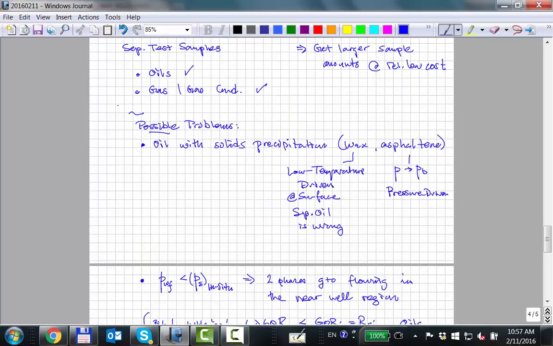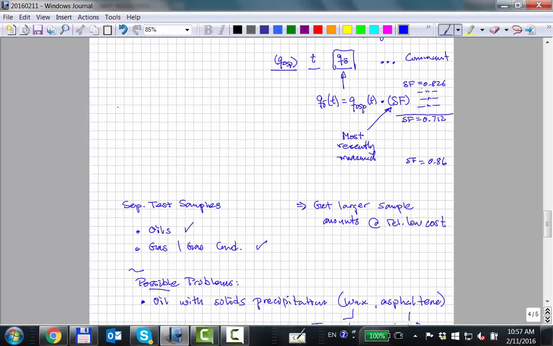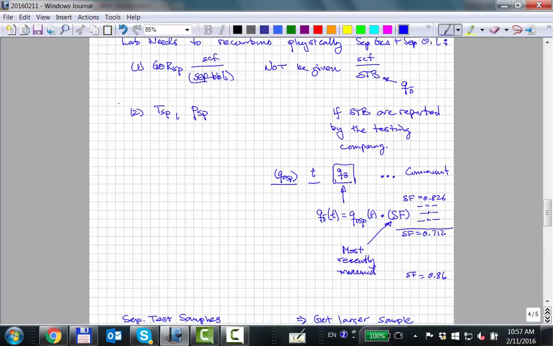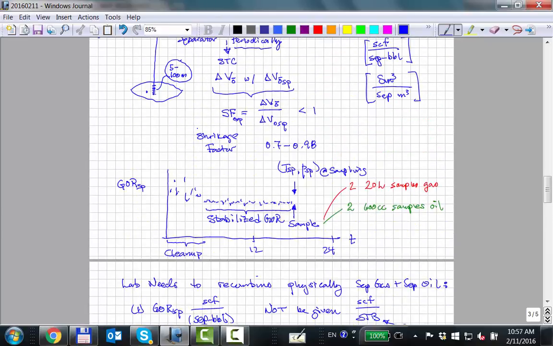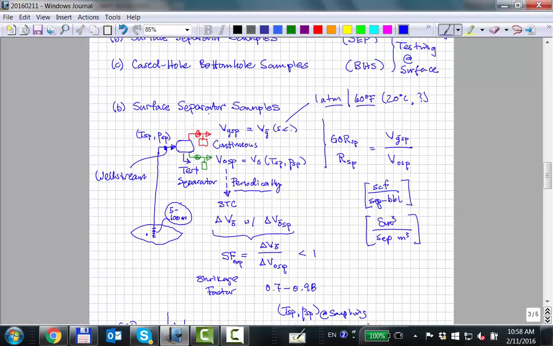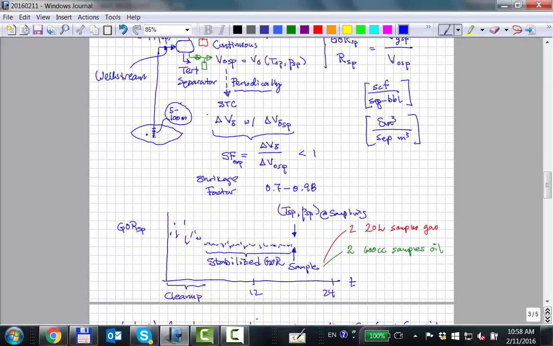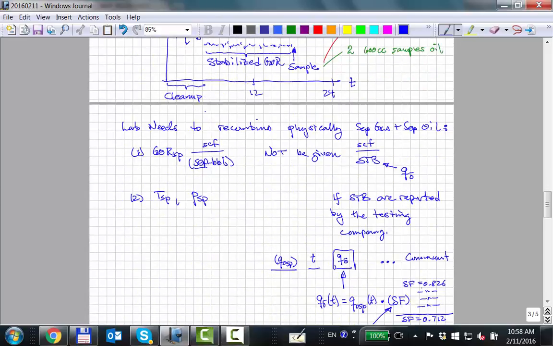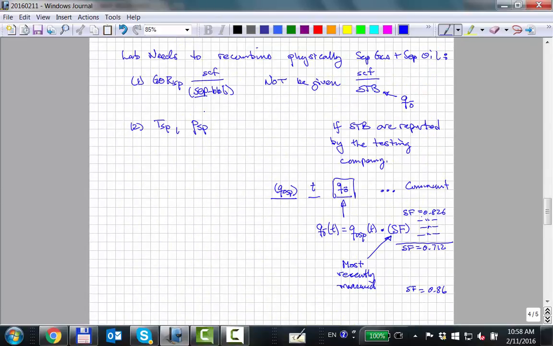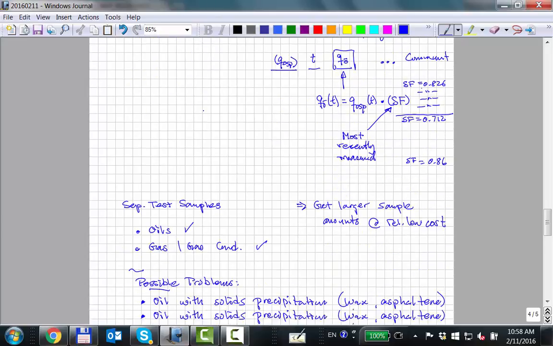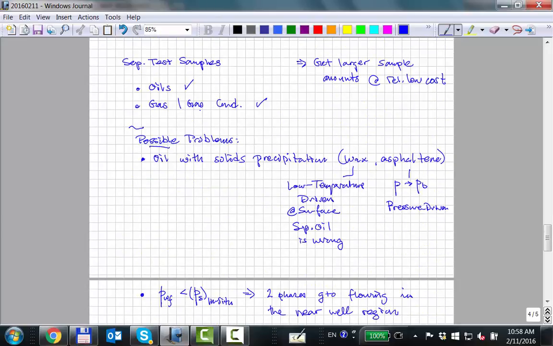Okay, so that's basically the separator test type sample. It used to be the most common sample, even though it has some downsides. It's relatively simple to conduct and collect and use. Okay, any questions about that? That's the second type of sample.